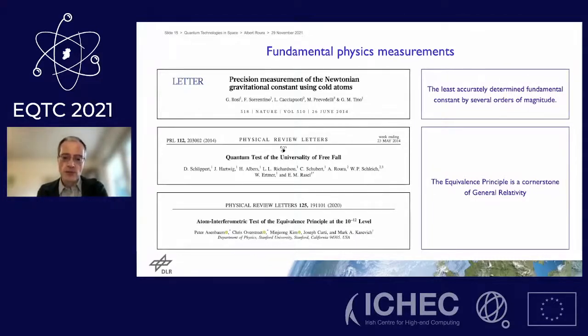And the more recent experiments comparing different isotopes of rubidium have already tested this universality of free fall at the level of 10 to the minus 12. Now, these recent improvements in this test of universality of free fall, in just about half a decade, imply an improvement of about 5 orders of magnitude compared to these earlier measurements and other similar ones.